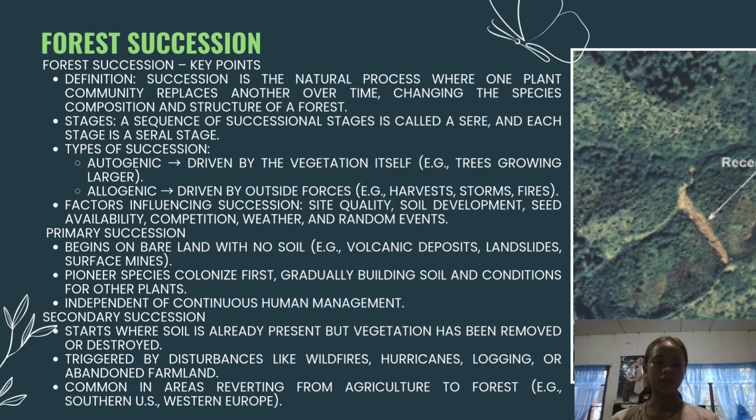Forest succession is a natural process where one group of plants gradually replaces another, changing the overall composition and structure of a forest over time. This sequence of changes is called a sere, and each step in the sequence is known as a seral stage. Succession can be driven internally by the vegetation itself, or autogenic, such as trees growing larger and altering conditions, or externally by outside forces, or allogenic, like storms, fires, or human activities.